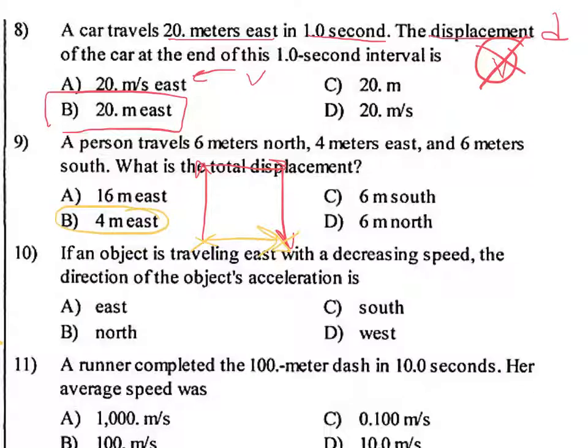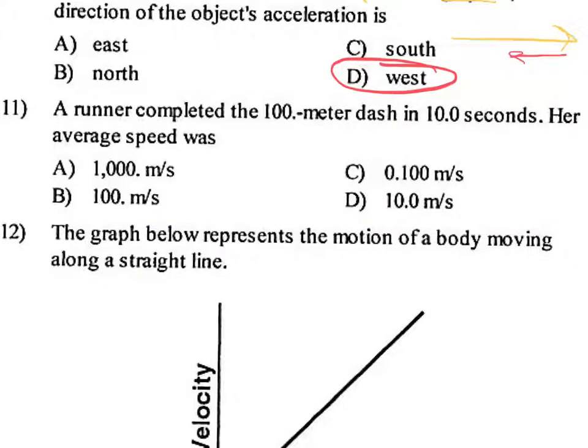If an object is traveling east with a decreasing speed, so if my object's moving this way, but the speed's going down, that's what the decreasing speed means, well then my acceleration must be going that way, and that's directed to the west. Here I have a runner who completes a 100-meter dash in 10 seconds.